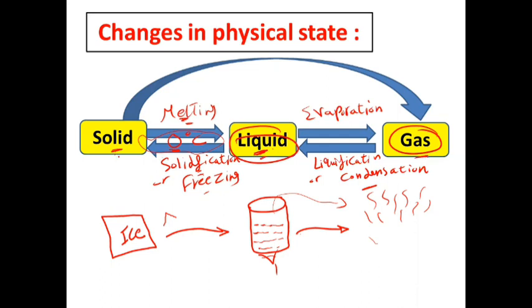The last process represents the conversion from solid state into a gaseous state without passing through the liquid state, as this arrow represents. This process is called sublimation. So sublimation represents conversion from solid state into a gaseous state without passing through the liquid state.